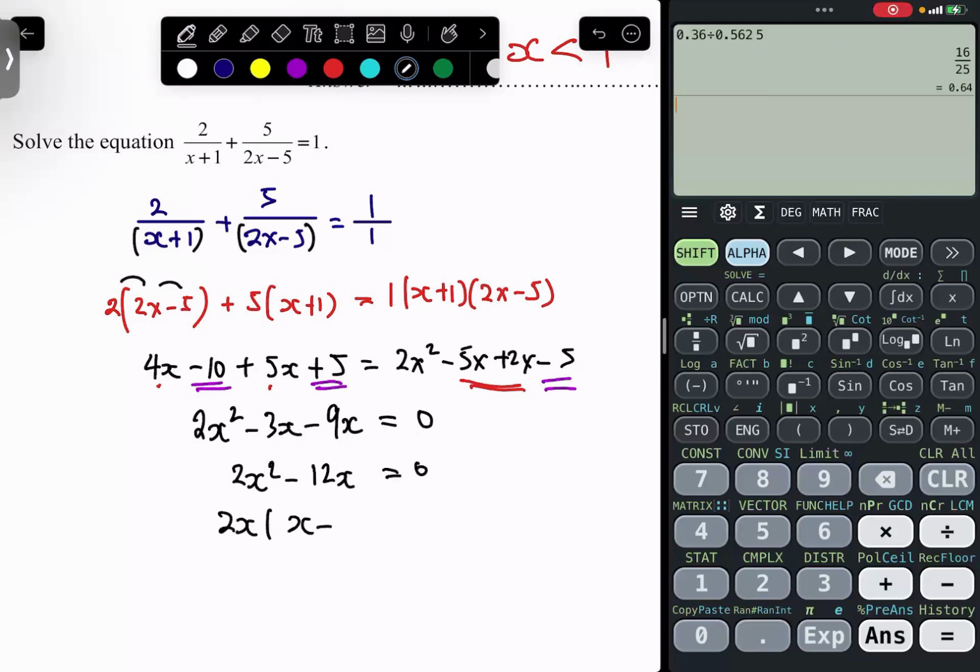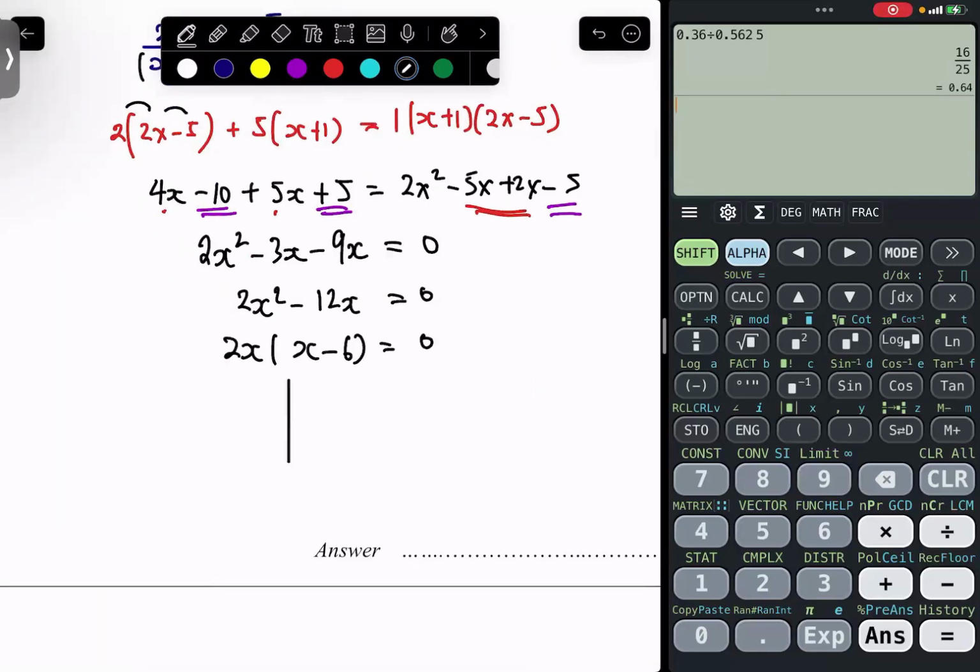Factorize out the 2x, 2x times x minus 6 equals 0. So in this situation, it's either 2x equals 0 or x minus 6 equals 0. x must be 0 or x equals 6.